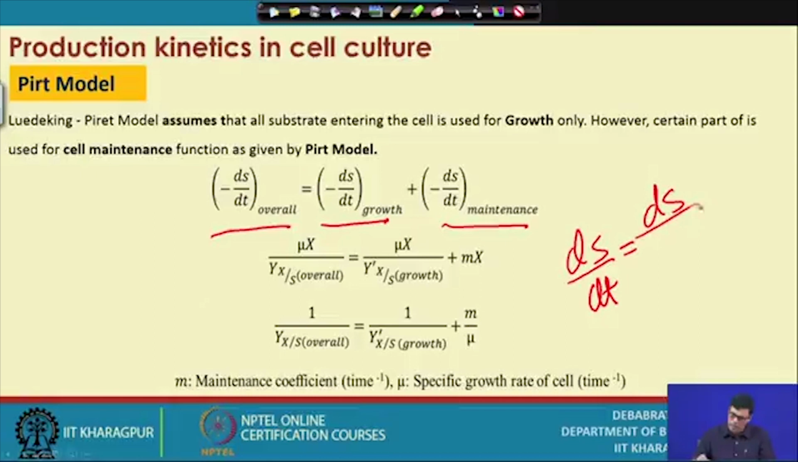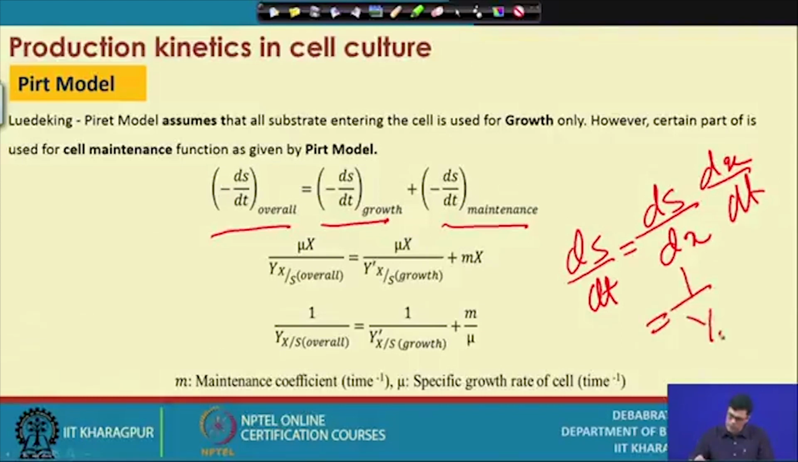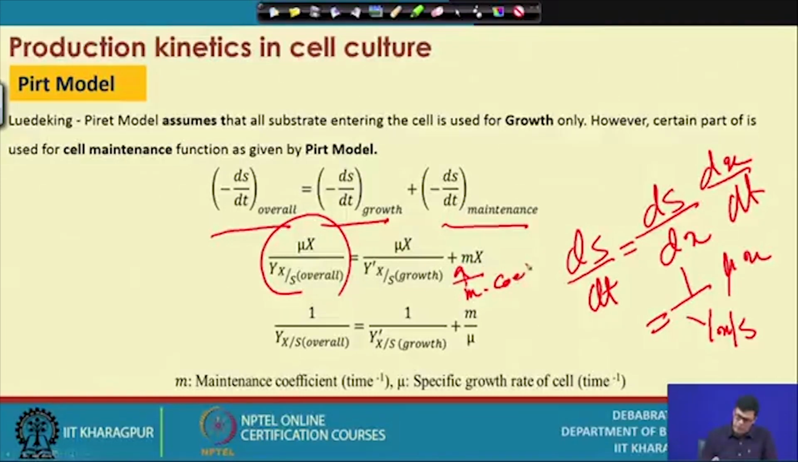Now, when we write ds by dt, what can I write? This is equal to ds by dx times dx by dt. Am I right? So, this is equal to 1 by Yx/s into mu into x. This is exactly what he has written: mu x into Yx/s overall, that is 1 by Y dash x/s for the growth, plus m x. Why m x? The maintenance of the cells is proportional to the concentration of the cells. More cells, more maintenance; fewer cells, less maintenance. So, this m is considered the maintenance coefficient.